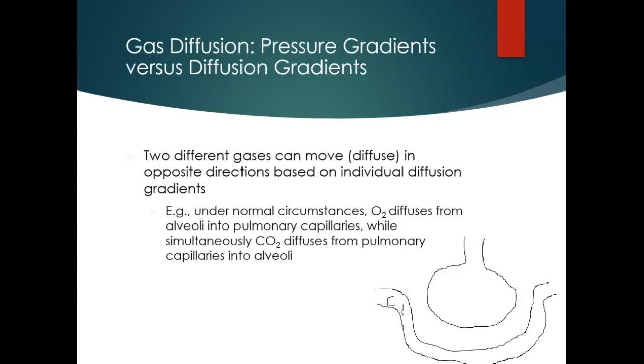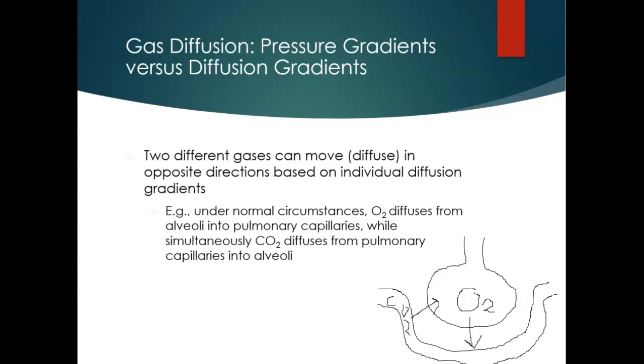Okay, this has high concentrations of CO2 and low concentrations of oxygen. But as it comes in contact with the alveoli, there's high concentrations of oxygen here. So then diffusion is going to happen this way for the O2. O2 is going to diffuse across the AC membrane into the blood, and CO2 is going to diffuse across the AC membrane into the alveoli.